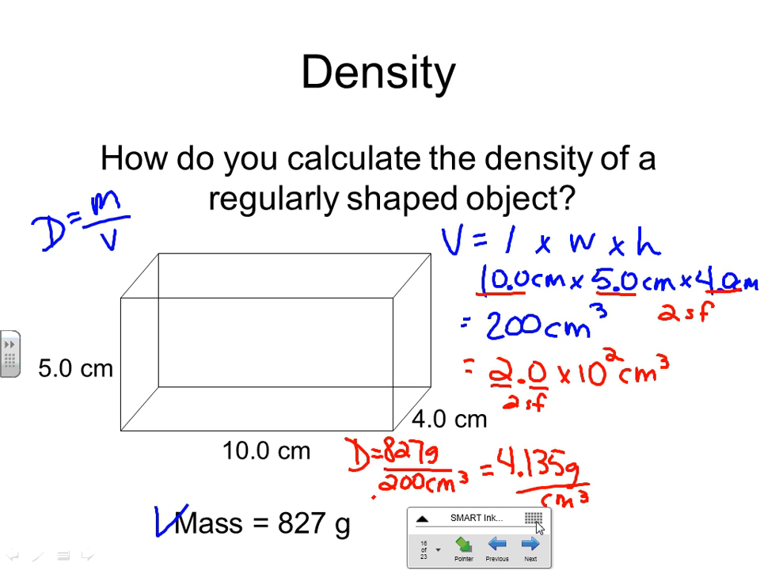Since this is actually 2.0 times 10 to the second, we've got 2 sig figs in the volume, and we've got 3 sig figs in the mass. So we need to record it to 2 sig figs. So we're recording that and rounding. 4.1 are 2 sig figs, and then you had to make sure that 1 was not going to be affected by that 3, and it's not here. So 4.1 grams per centimeter cubed is our density.